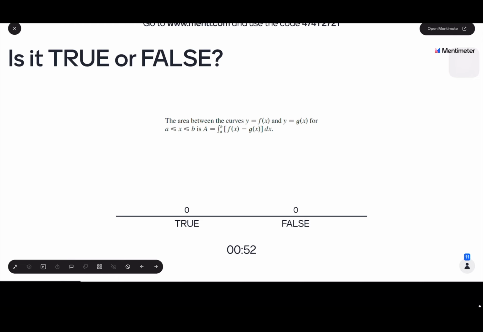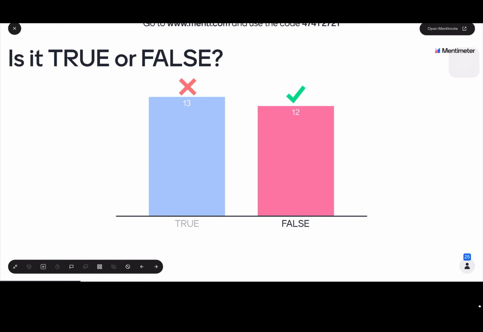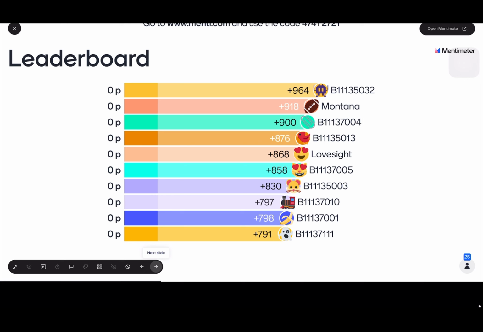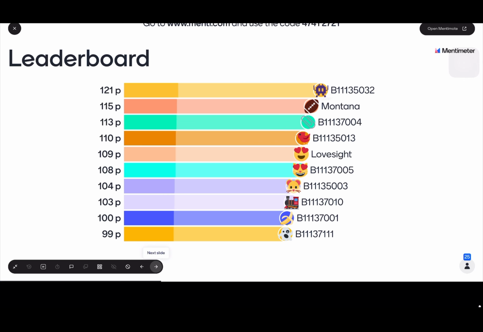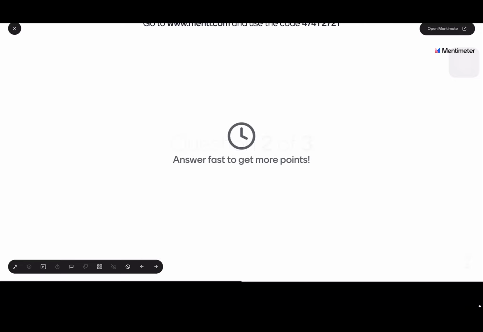So you have a function f, function g, and you have the interval a to b, and you have the area equation. Okay, should be false because we don't know which one is higher, f or g. Okay. Let's go to the next one. Okay, so get ready. 3, 2, 1.